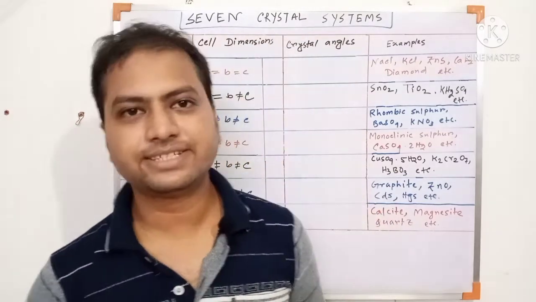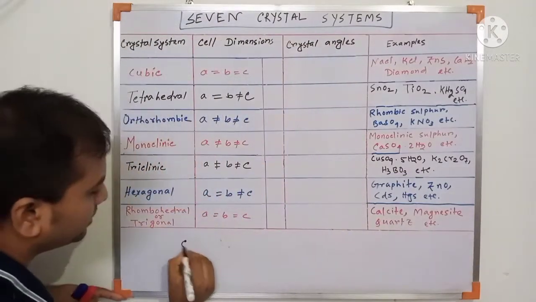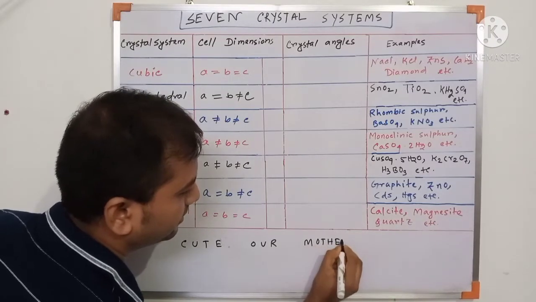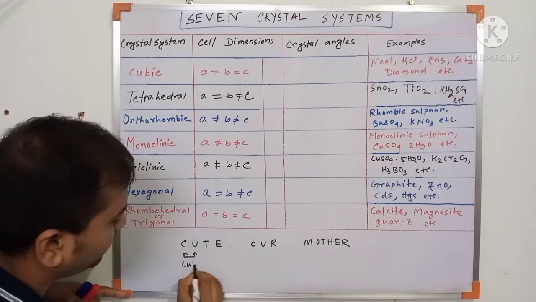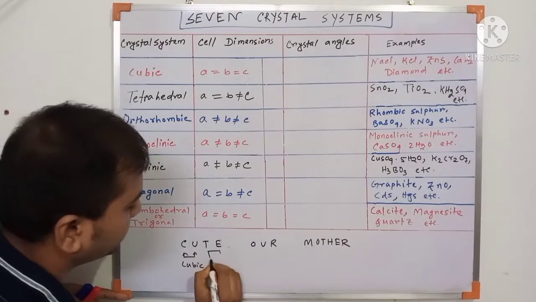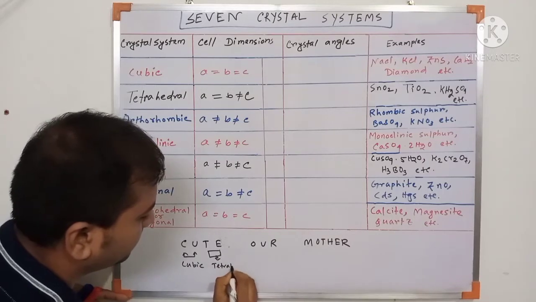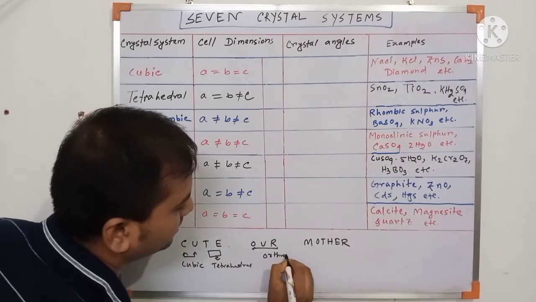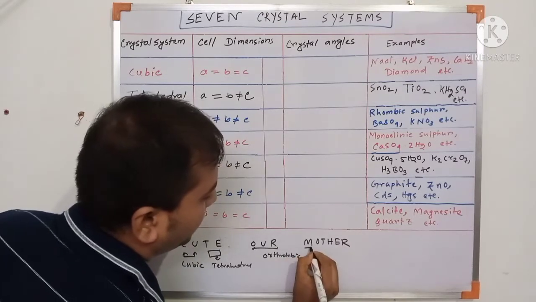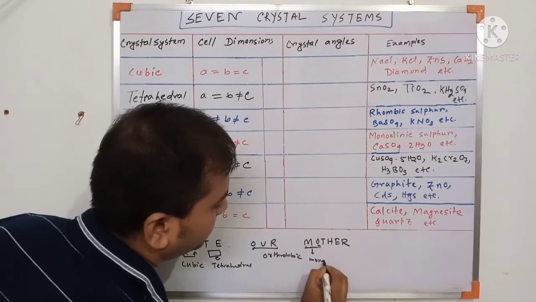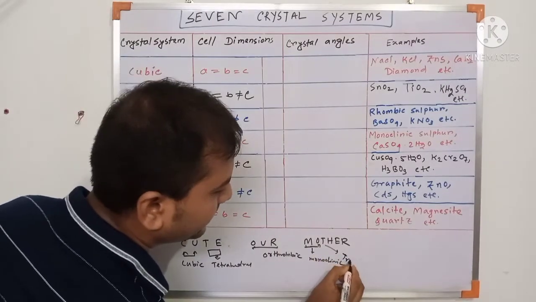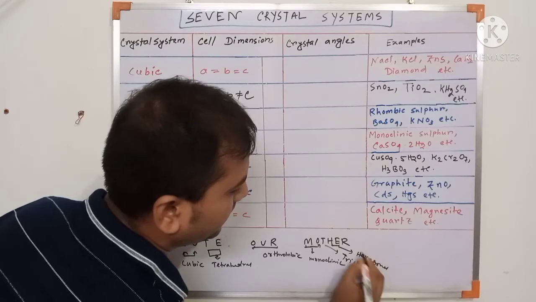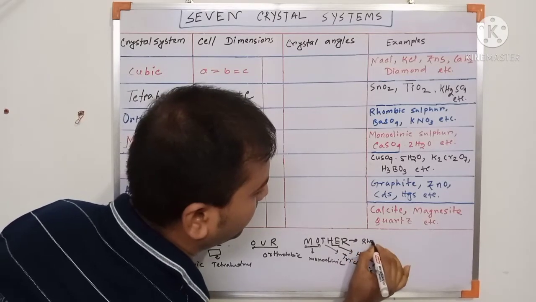Remembering tricks for the 7 crystal systems in solid state chemistry. The trick is "Cute are mother." Cu represents the cubic system, Te represents tetragonal, R represents orthorhombic, Mo represents monoclinic, T represents triclinic, He represents hexagonal, and R represents rhombohedral.